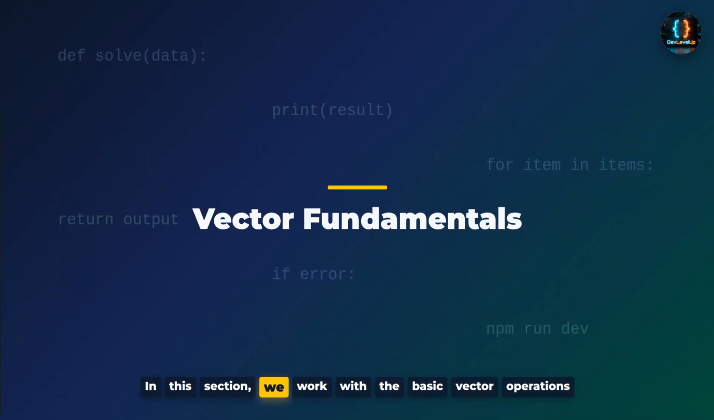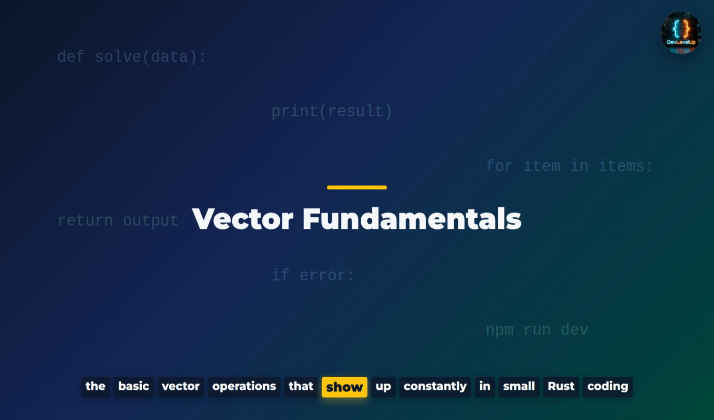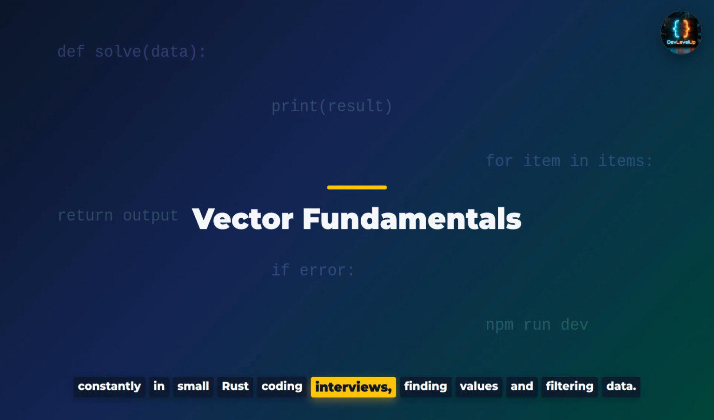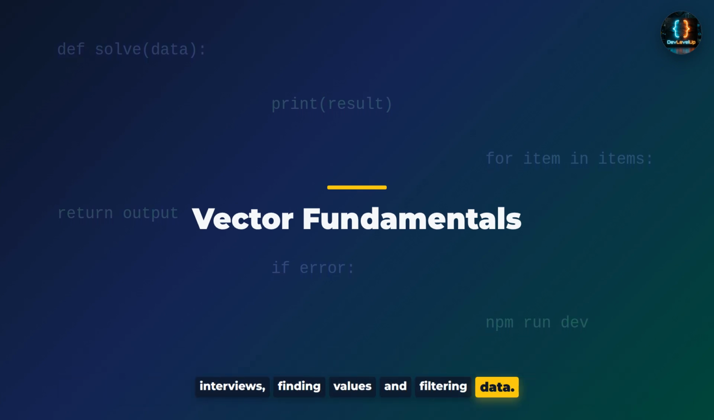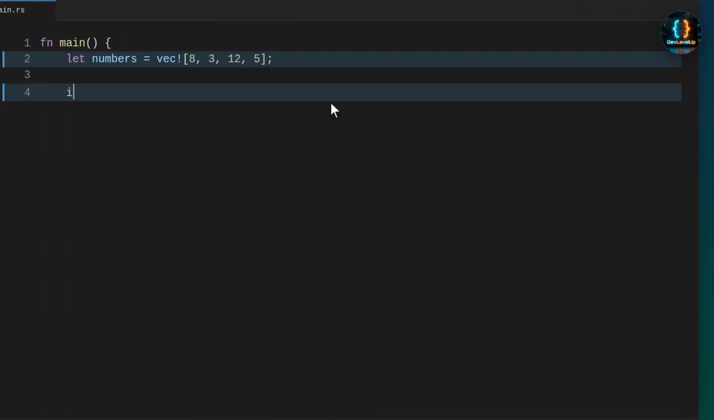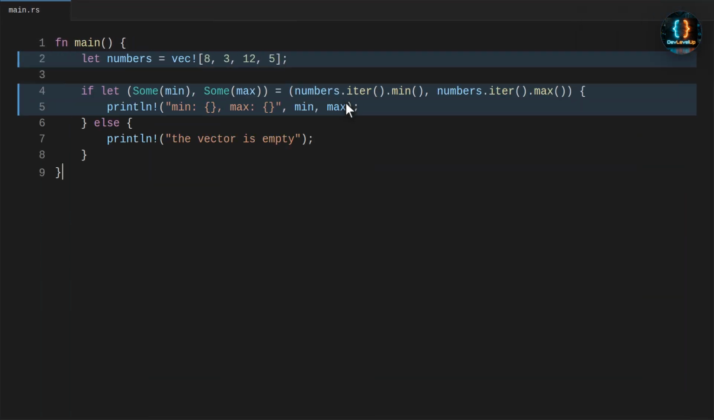In this section, we work with the basic vector operations that show up constantly in small Rust coding interviews, finding values and filtering data. When you receive numeric data, a common first step is to find the smallest and largest value. Here we create a vector, ask the iterator for min and max, and handle the result with if let because Rust knows the vector could be empty. Now we run the code and check the output.